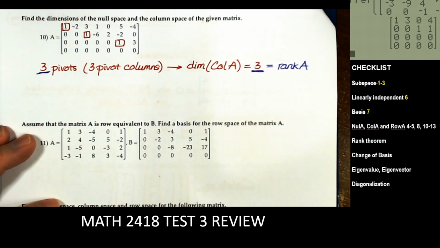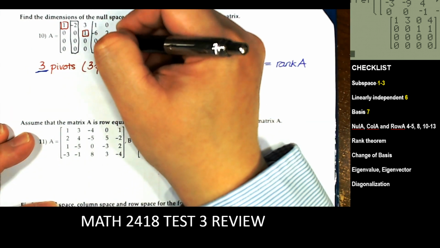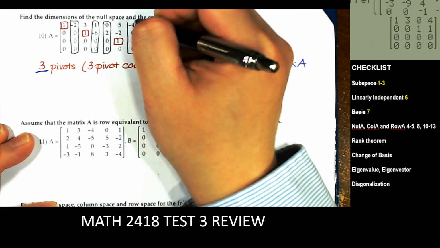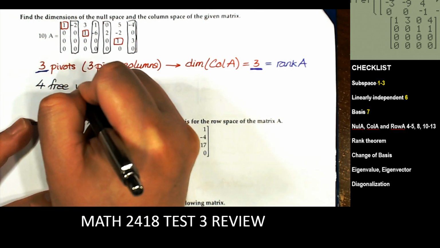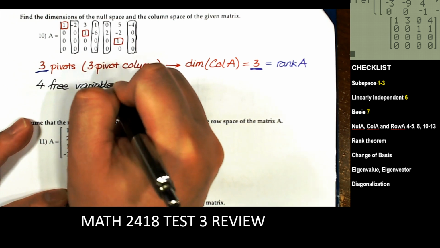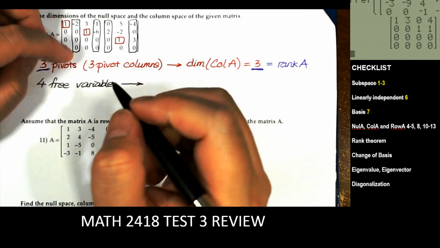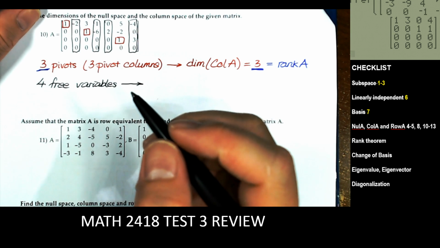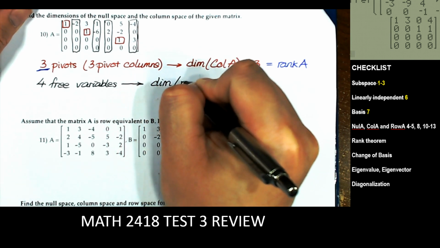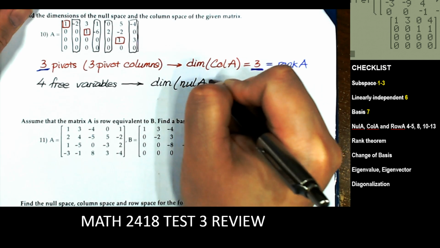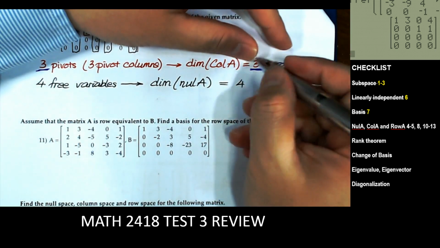And then next, we'll see that it has 1, 2, 3, 4 free variables. So in that case, the solution of the homogeneous equation will be in 4 dimensions. So we say the dimension of the null space of A will be equal to 4, and that is also called the nullity of A.